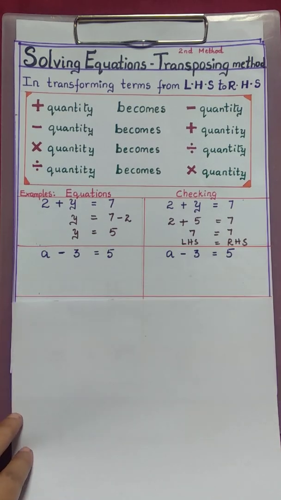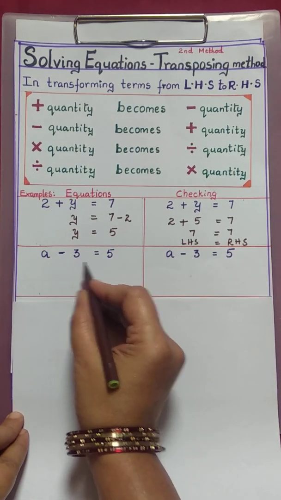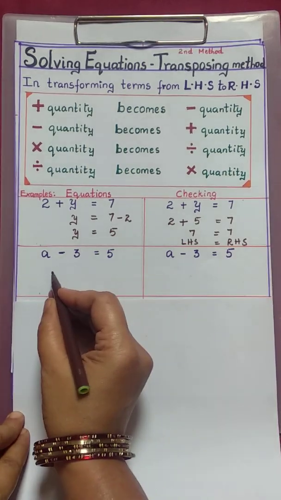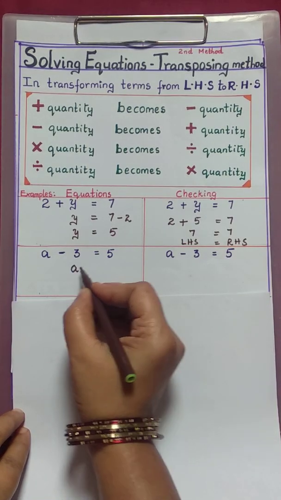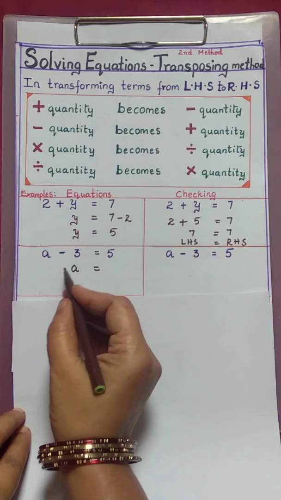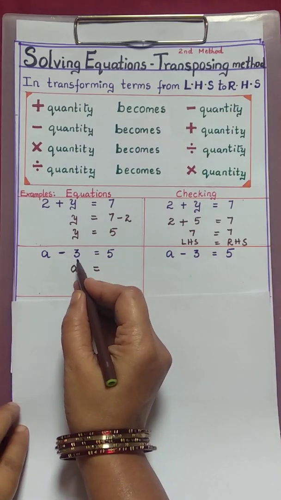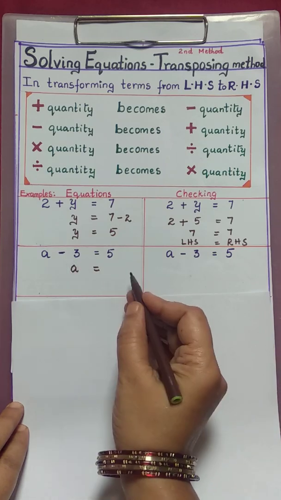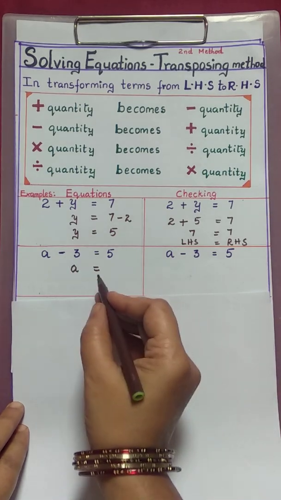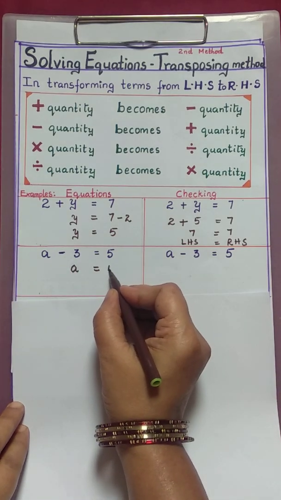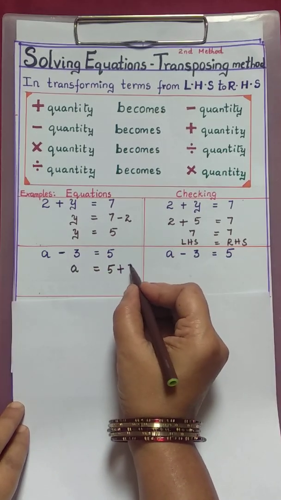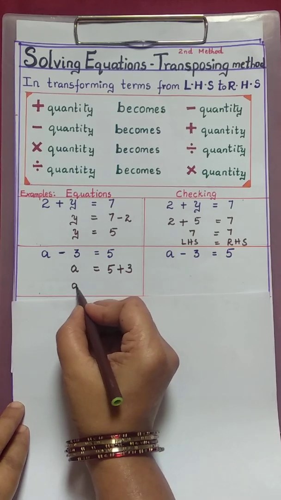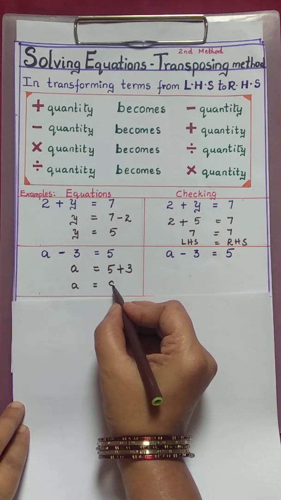So next one, a minus 3 is equal to 5. Now here, leave the variable on the left hand side. a is equal to, here 3 is being subtracted on the LHS. So when we transpose it to the right hand side, we add. So here 5, write as it is. Minus 3 becomes plus 3. So a is equal to 5 plus 3, which is 8.